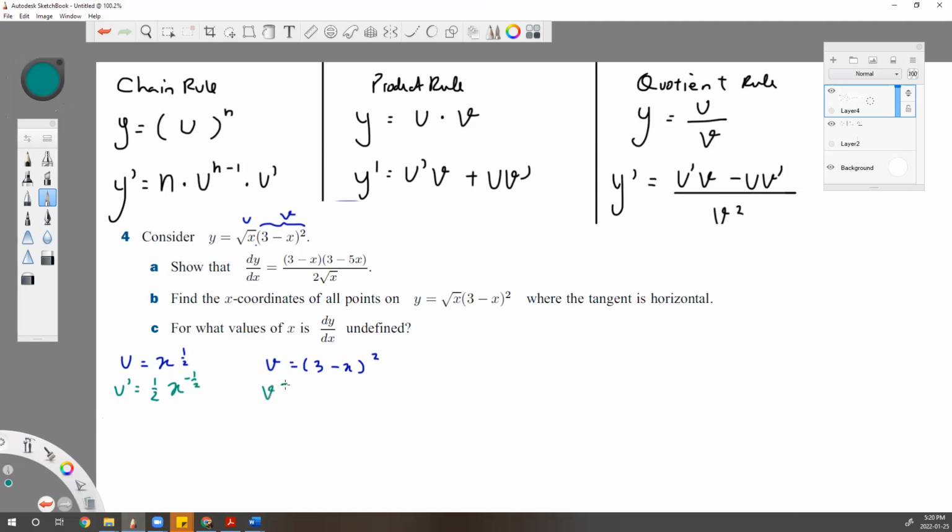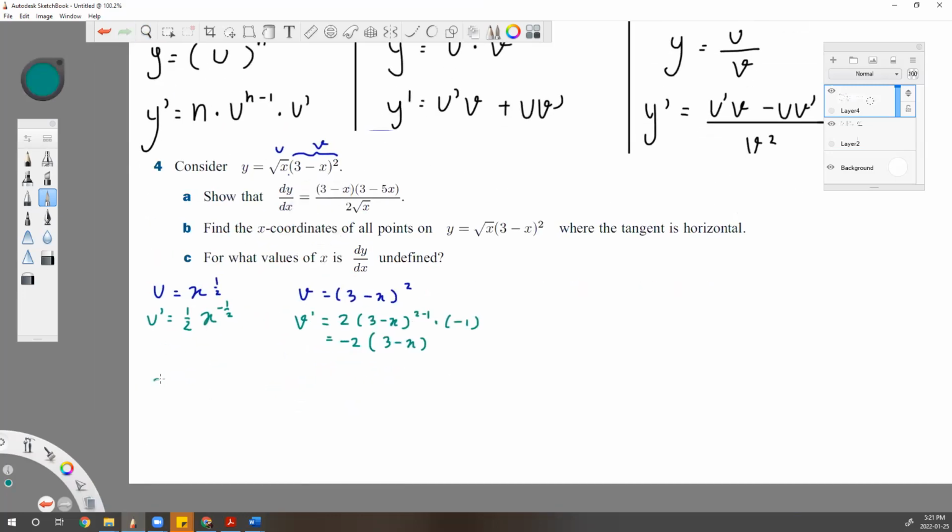Yes. And the v will be in chain rule, v accent. You have to do the v accent using chain rule. Why? Because this is the pattern of chain rule, right? It is totally the same. It's a function to the power of something. So 2 times 3 subtract x power 2 minus 1, and multiply by the inside, 0 minus 1, right? Minus 1 itself. Get it? Maybe you get confused by this part because negative x. So negative 2 bracket 3 minus x.